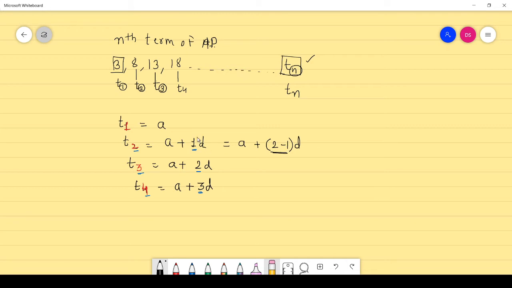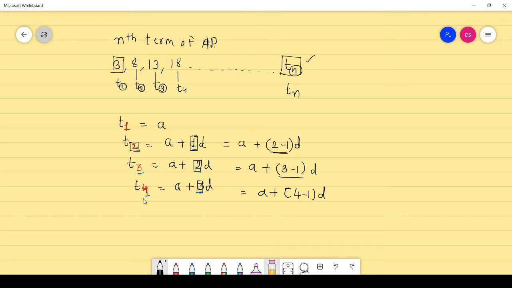I wrote the coefficient of d in terms of the second term. Now this 2 can be written in terms of 3. What is the relation between 3 and 2? 3 minus 1 can be considered as 2. Now how to write this 3 in terms of 4? 4 minus 1 is 3. So a plus, in the bracket, 4 minus 1, into d.